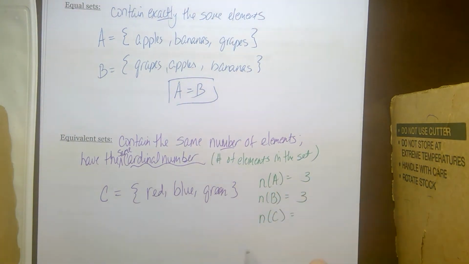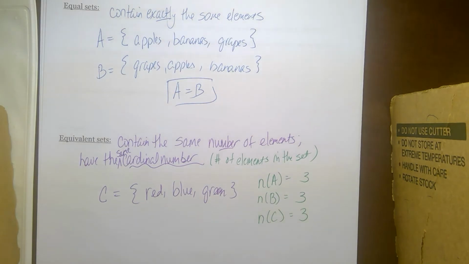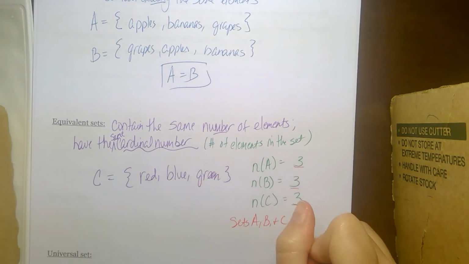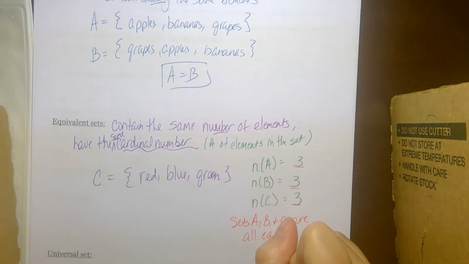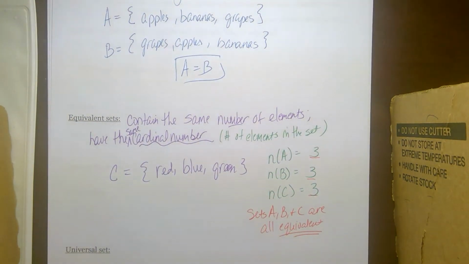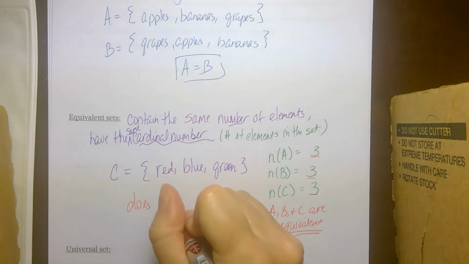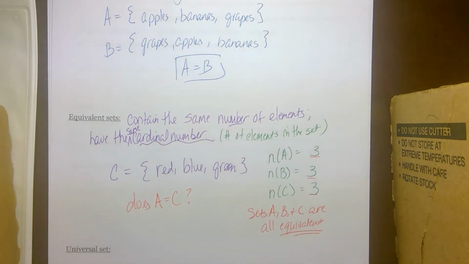Now let's do set C. My set C is red, blue, green. It also has a cardinal number of 3. Because they all have the same cardinal number, I can say that sets A, B, and C are all equivalent. They have the same number of elements in each of them. But does set A equal set C? Well, no, they just have the same cardinal number. A does not equal C. B does not equal C.